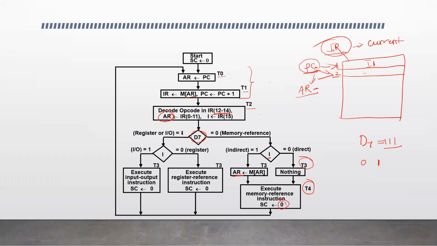And when D7 is 1, we check the I bit because we need to know whether it is a register reference or IO instruction. If it is 1, execute the IO instruction and set SC to 0. And if I is 0, execute the register reference instruction.